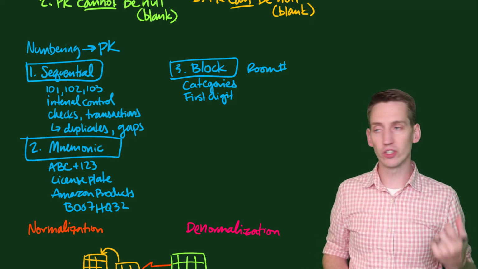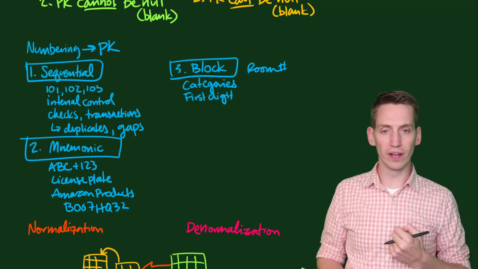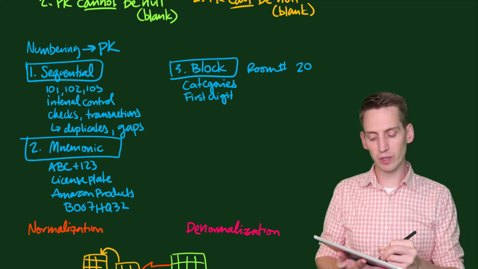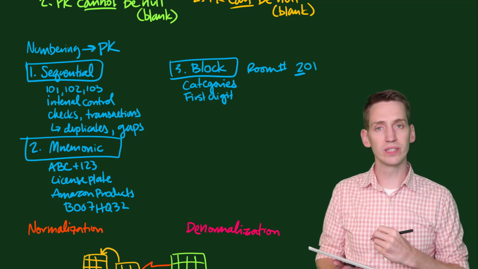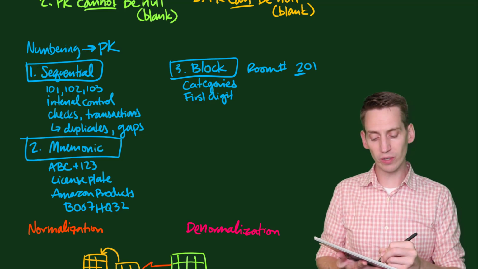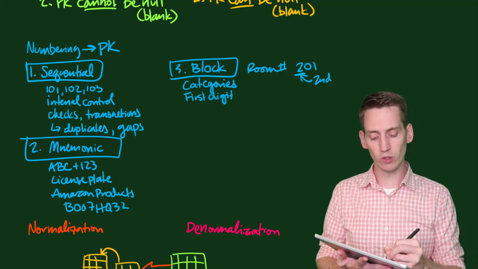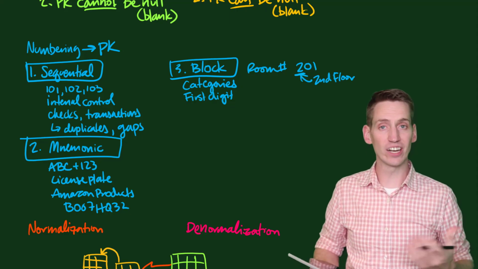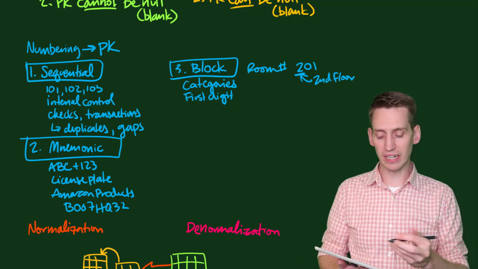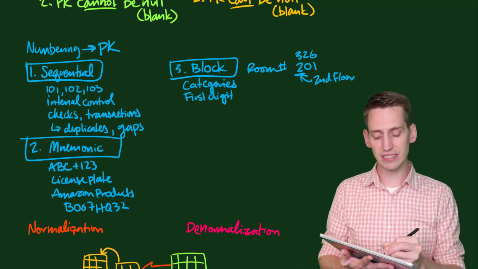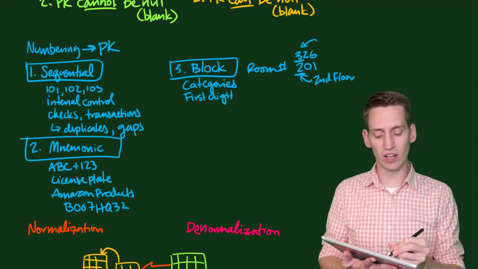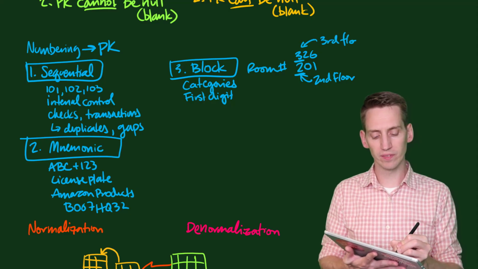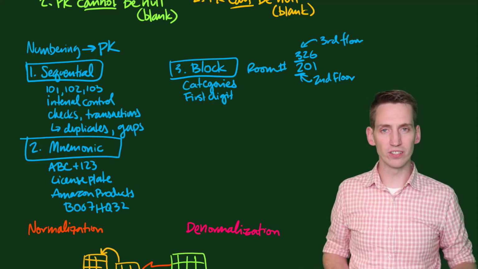If you look at a room and you're going to Mervis 201, by looking at the room 201, you can see that the number 2 means that that room is located on the second floor, a category of rooms. If you look at another number, 326, you can tell automatically that that one is on the third floor, based on the first digit.